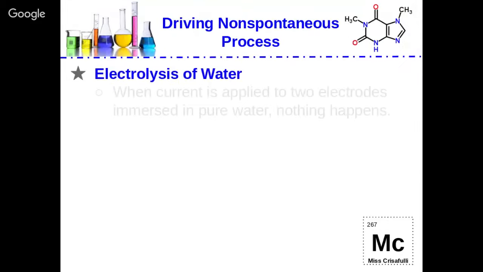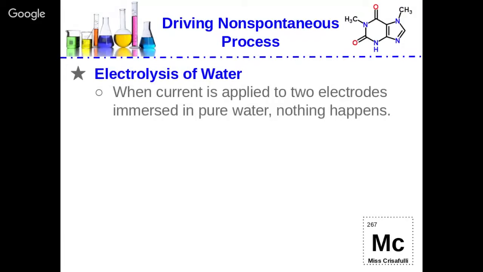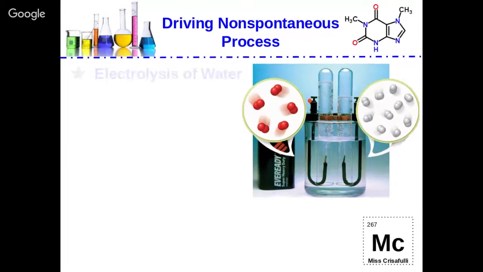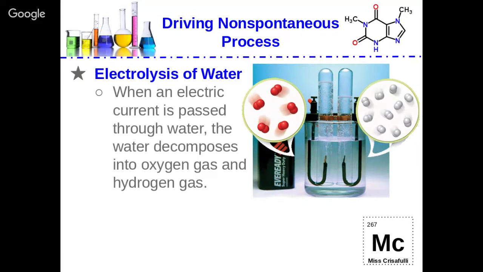Let's talk about the electrolysis of water. When current is applied to two electrodes immersed in pure water, nothing happens. When an electrolyte such as sulfuric acid or potassium nitrate in low concentration is added to the pure water, the solution conducts an electric current and electrolysis occurs. When an electric current is passed through water, the water decomposes into oxygen gas and hydrogen gas.